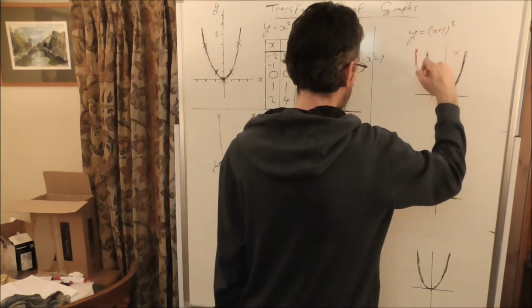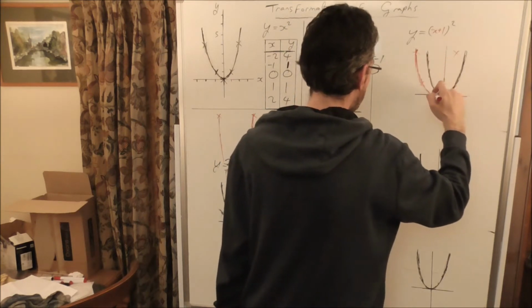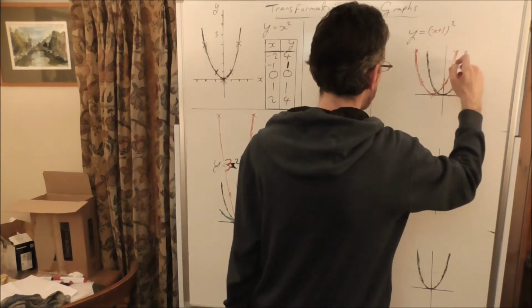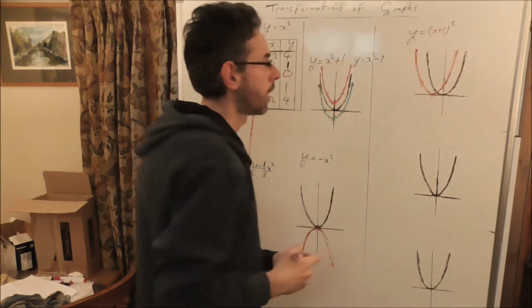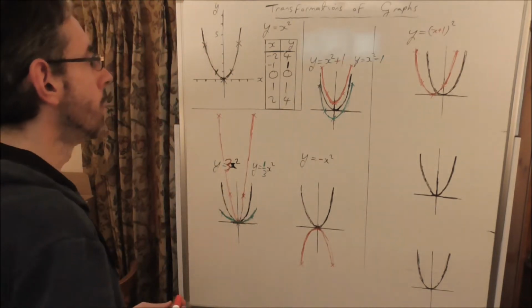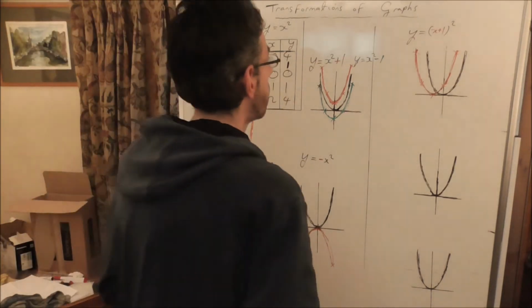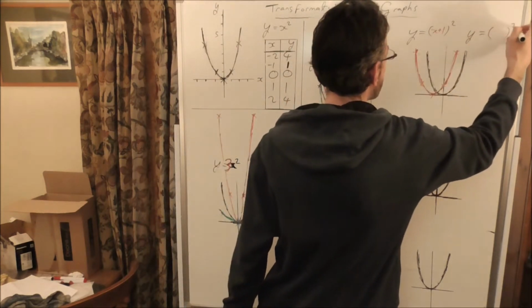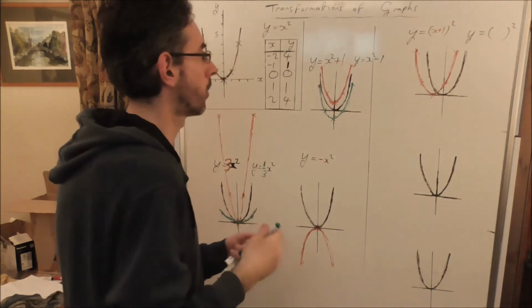Again, there's no scale, so I'm just having to imagine moving the points. If you did this on square paper, you could actually move some points using the squares. And when you've done enough points, you could then join them up. So it would look something like that. And what if I were to replace x with x minus 1 instead of x plus 1?